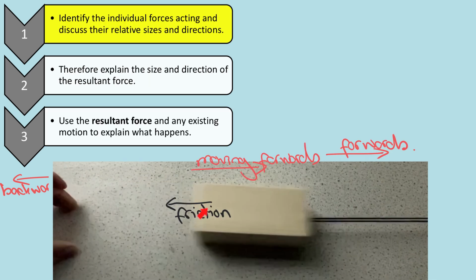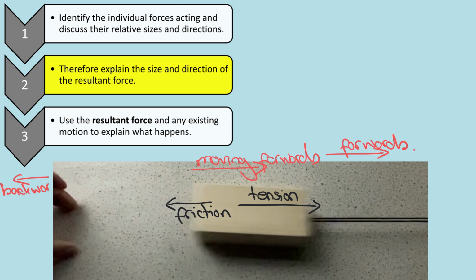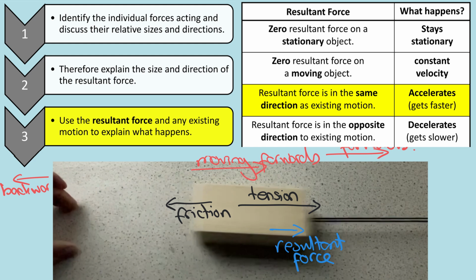The friction will still be acting backwards and be the same size, and the tension will still be acting forwards, but it will be a bit smaller than before because this elastic will be less stretched than before, so the tension will be smaller. That will mean that there is still a resultant force forwards, but the resultant force forwards will be smaller, and therefore we've still got a scenario where the block is moving forwards and there's a resultant force forwards, which will cause it to accelerate, but the acceleration will be less than it was before.